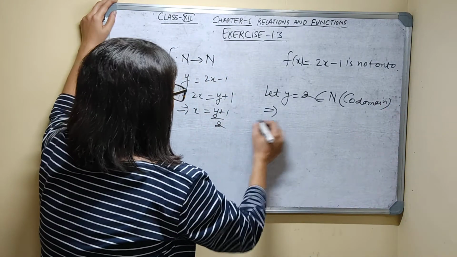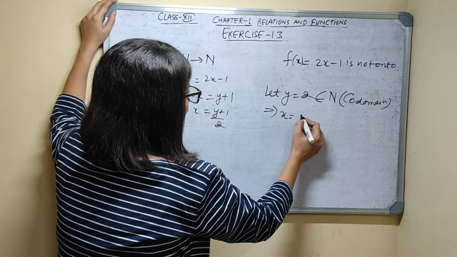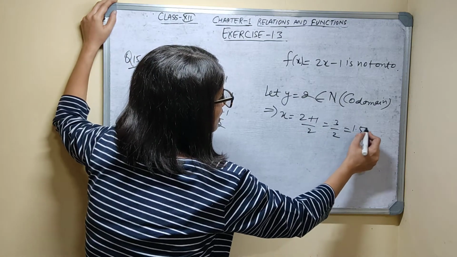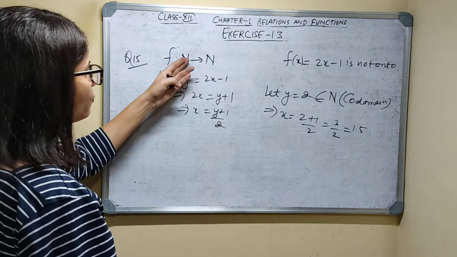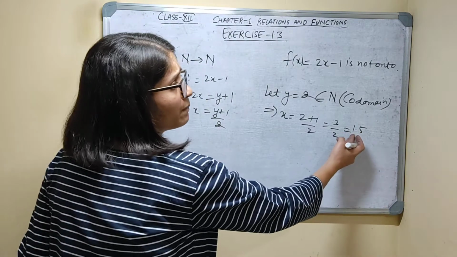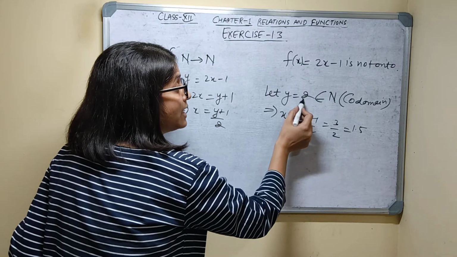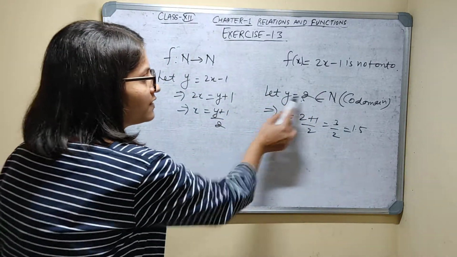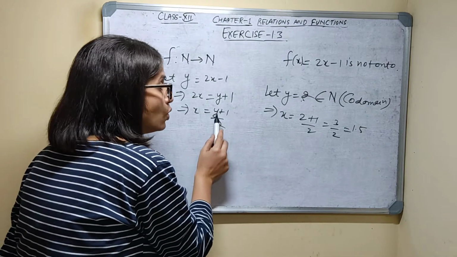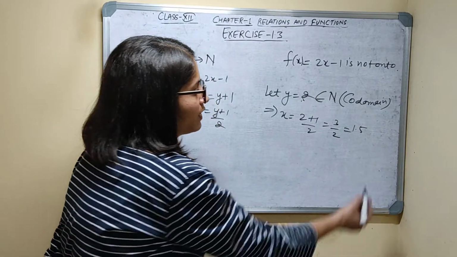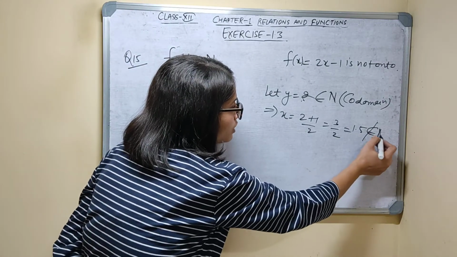So what will be the value of x? (2 plus 1) by 2, that is what? 3 by 2. It is equal to what? 1.5. x value should be what? A natural number. But I know 1.5 is not a natural number. If I am taking y is equal to 2, which belongs to the set of natural numbers, 2 is a natural number. But putting 2, a natural number, I am not getting x as a natural number. I am getting x is equal to 1.5, which does not belong to the set of natural numbers.